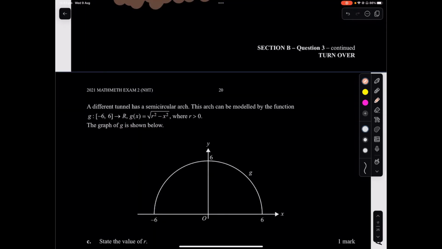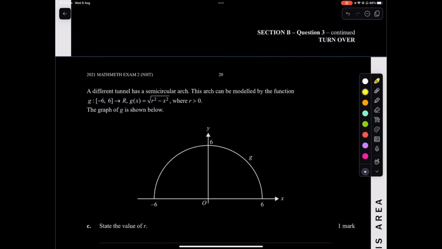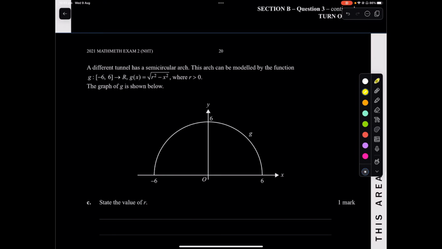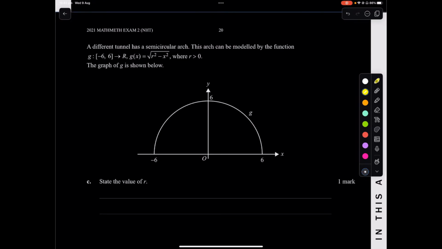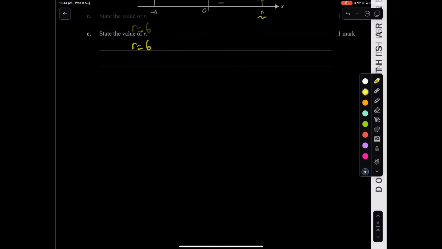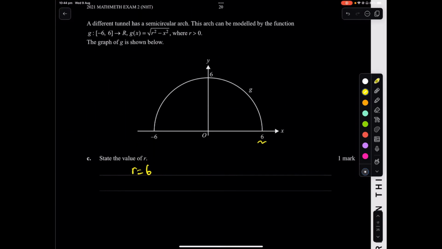Okay. A different tunnel has a semicircle arc. The arc can be modeled by the function g of x from -6. Okay, so this is a semicircle formula. R is greater than 0. State the value of R. Very easy. R is your radius, and our radius is 6. So R is 6. Is that right? Yeah. R must be greater than 0.